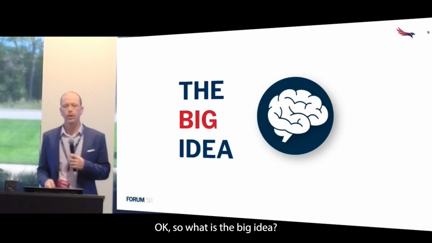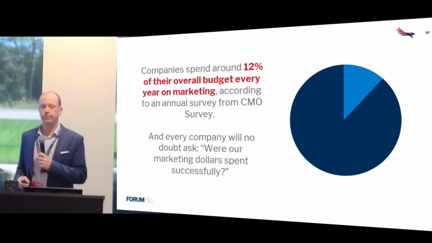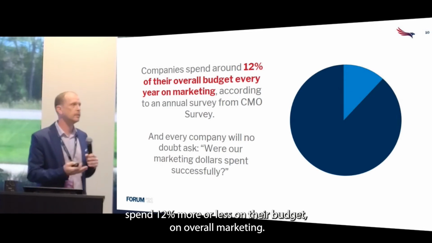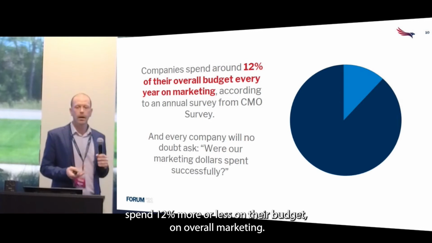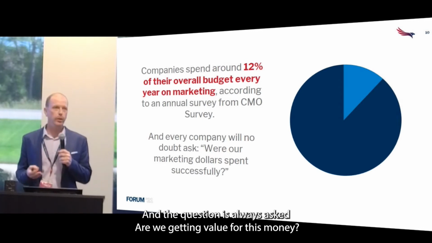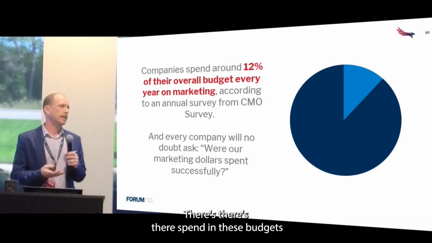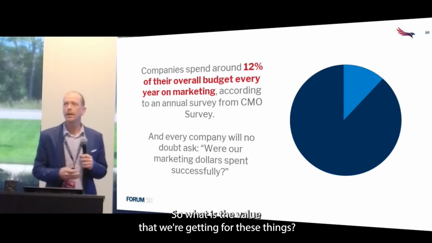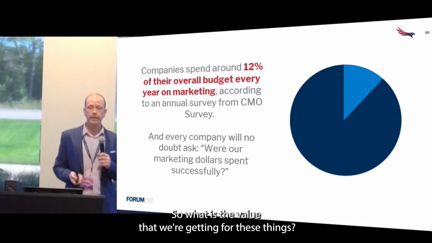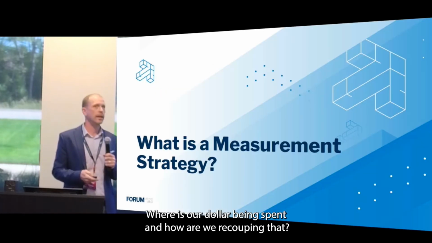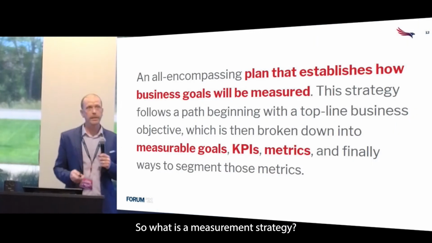Okay, so what is the big idea? The big idea is that companies, on average, spend 12% more or less of their budget on overall marketing, and the question is always asked: are we getting value for this money? There's spend in these budgets, and the websites themselves have some kind of cost. So what is the value that we're getting for these things? Where is our dollar being spent, and how are we recouping that? What is our return?